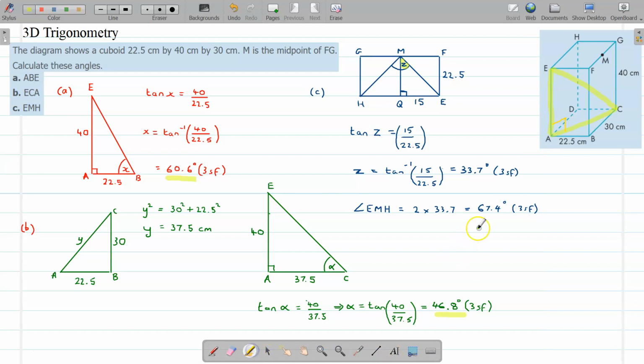So quite a lot of work involved in these problems. They're quite fun to do, but you really do need to take the time to extract the relevant two-dimensional triangles and work on those. I hope that was helpful.